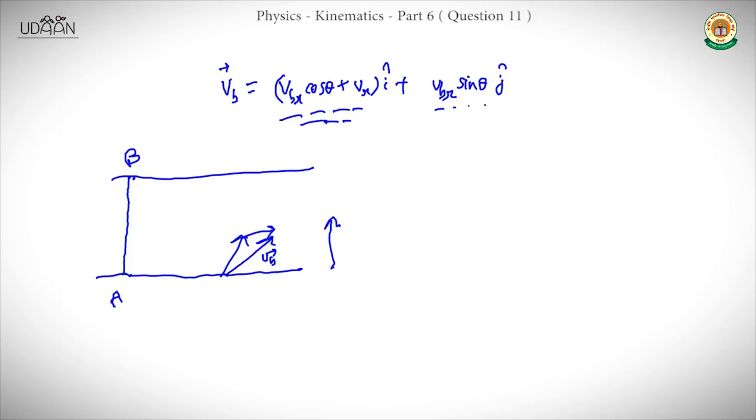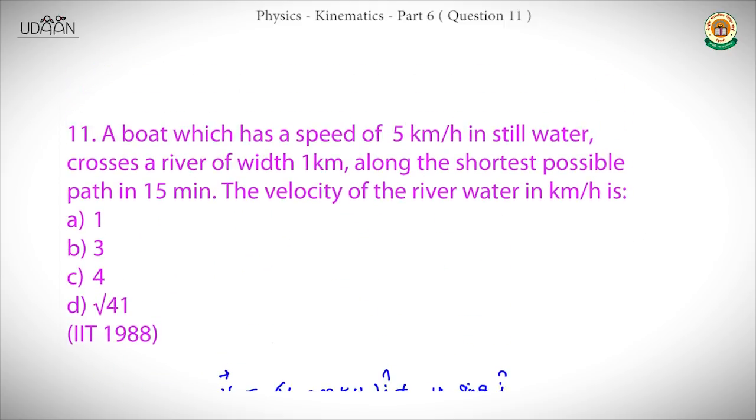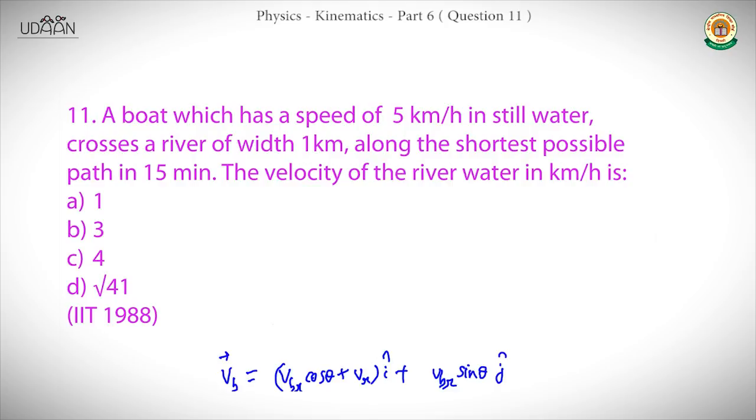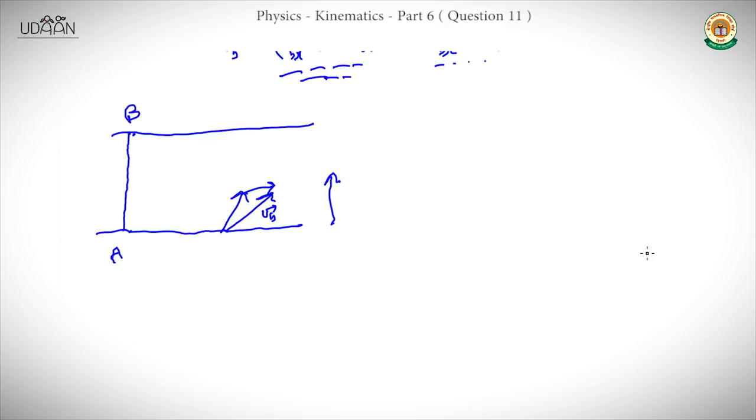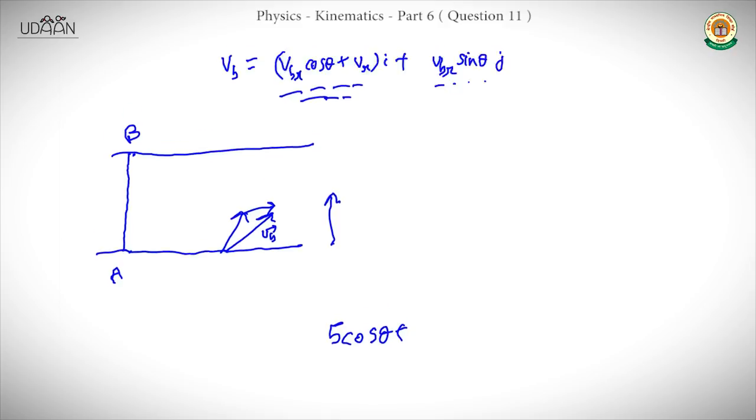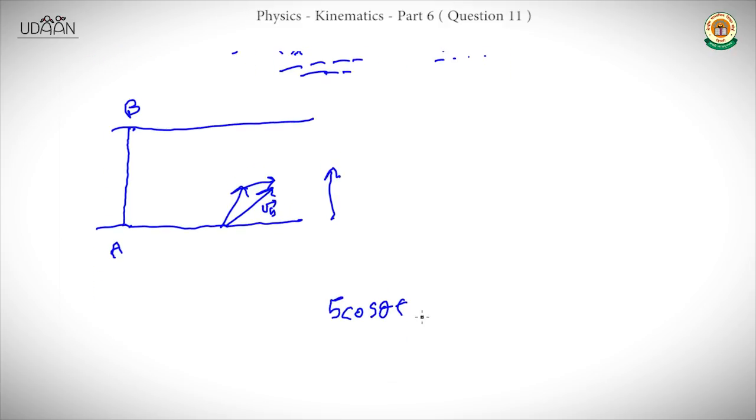The value of VBR has been given to us as 5 kilometers per hour. So 5 cos theta plus VR, whose value we do not know, is equal to 0. This is the first equation.